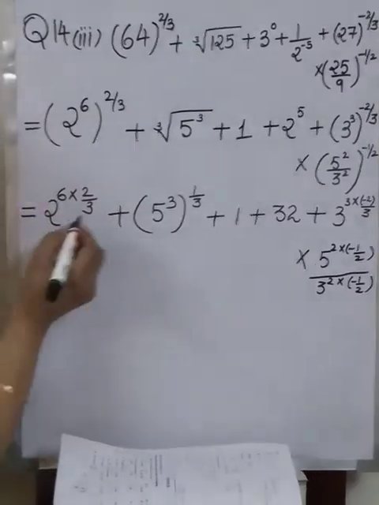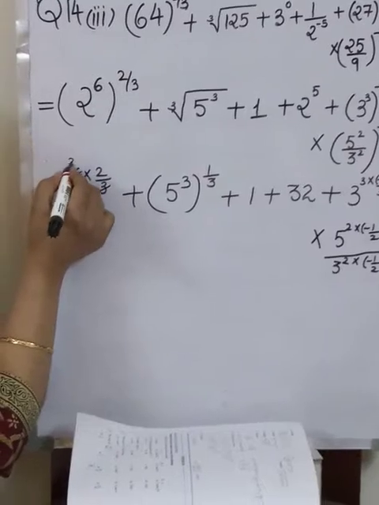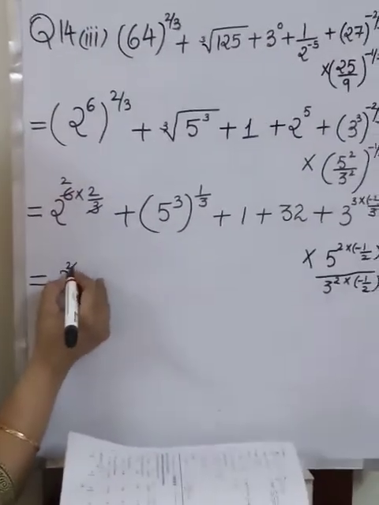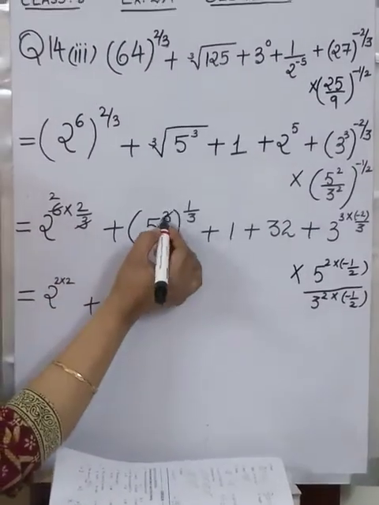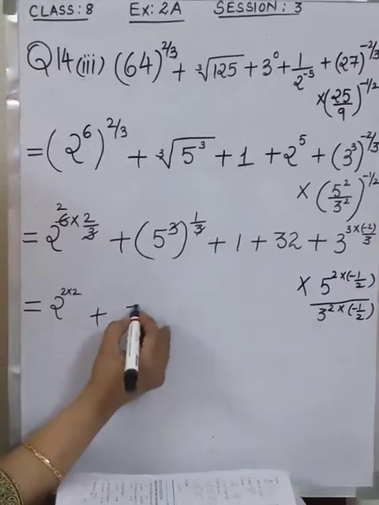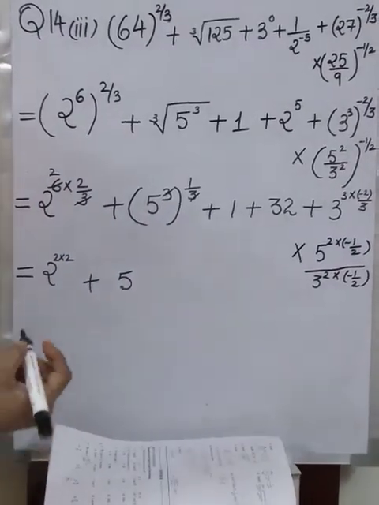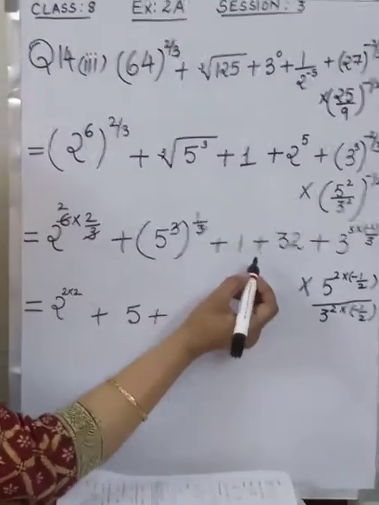Now we cancel it out. This gets cancelled. 2 how many times? 3 how many times? 6? 2. So what we get? 2 to the power 2 into 2. What we get here? 3, and this 3 gets cancelled. What we get? 5 to the power 1. So we no need to write 1. It is understood, nothing is written, then it is 1.